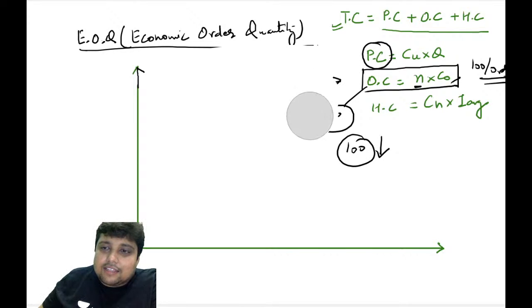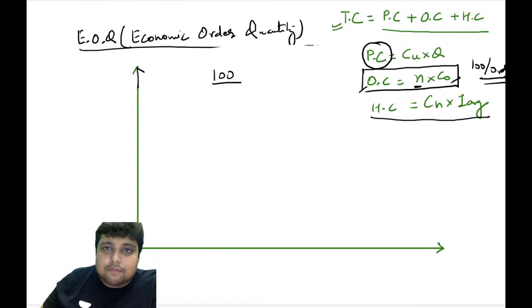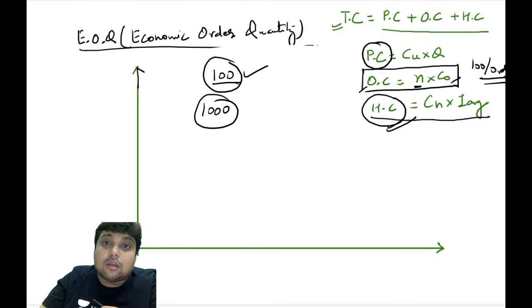Similarly, if I will consider the case of holding cost, let's say I order 100 packets of Maggi in a month. I will have to make sure that I calculate the cost of holding behind these 100 packets of Maggi. But if I order 1000 at once, you know what will happen? 100 packets will get sold in the first month, but the next 900 packets will remain in my shop for one more month. Then 100 packets will get sold in the next month, then 800 will remain in my shop for another third month.